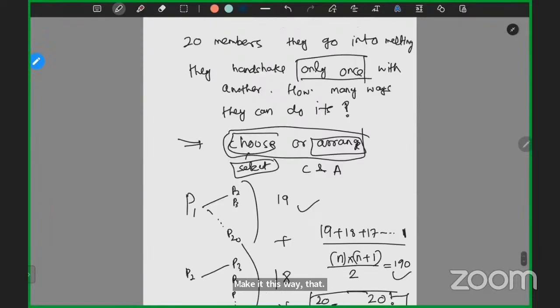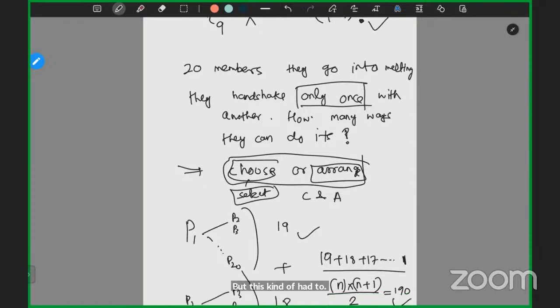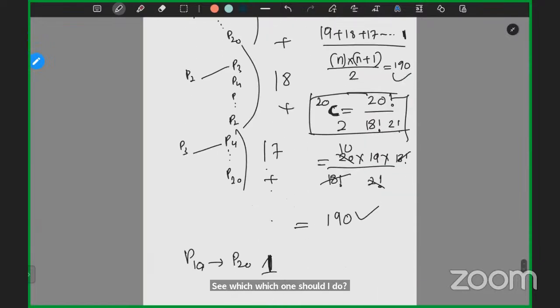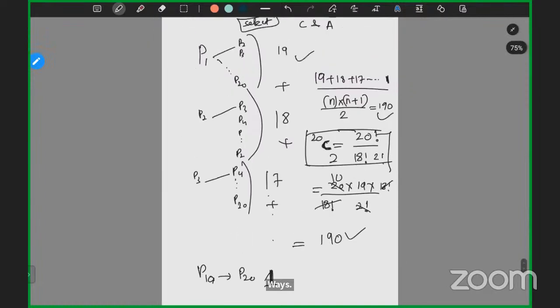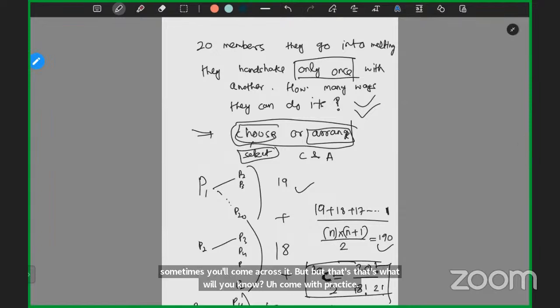But it's kind of hard to see which one to use, permutation or combination. Sometimes you will come across this, but that comes with practice. When you do more practice, you know which one to use.